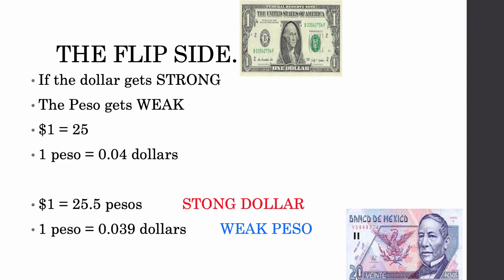That's the mirror. That's what's going on. That's the two sides of the coin. We have one side getting stronger, one side getting weaker. And if the dollar were to get weaker, then the peso would get stronger.